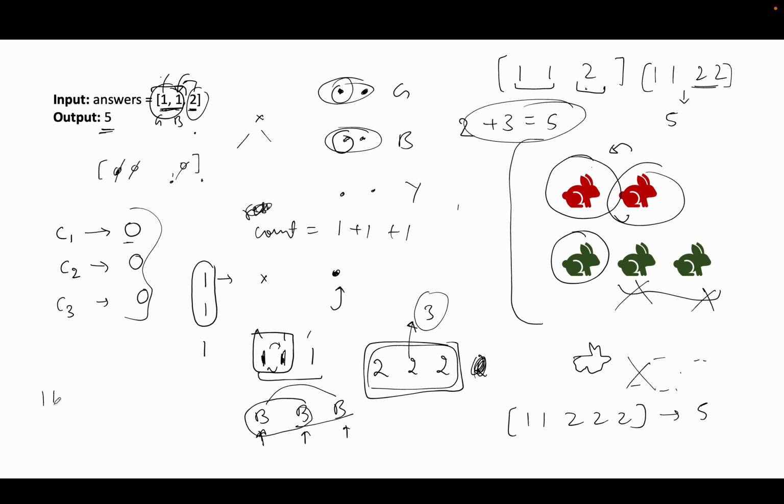But if we have 1, 1, 2, 2, 2, 2, these two are of the same color, these three are of the same color, and this is some third color. And it says that there are two more, so 3. So in this case, the answer would be 5 plus 3, 8. So till this point, answer was 5, starting from 1, 1, 2. But as you add one more 2, it becomes 8.